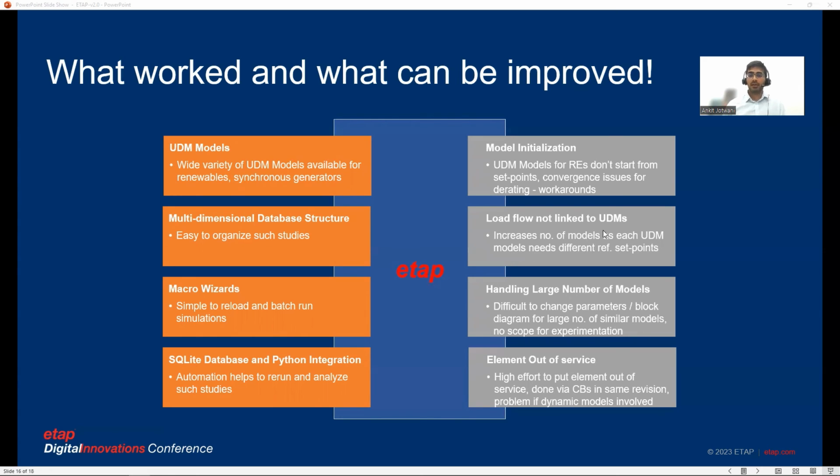The other problem was that because the load flow is not linked to the models itself, it increases the overall number of models in play, making it difficult to deal with a large number of models. With a large number of models, if you want to change a parameter or block diagram, you have to open every model and make the changes, which leaves little to no room for experimentation. In our case, we wanted to also try active power priority for the different renewable units. However, it was not possible to do it in the given amount of time and with such a large number of models.